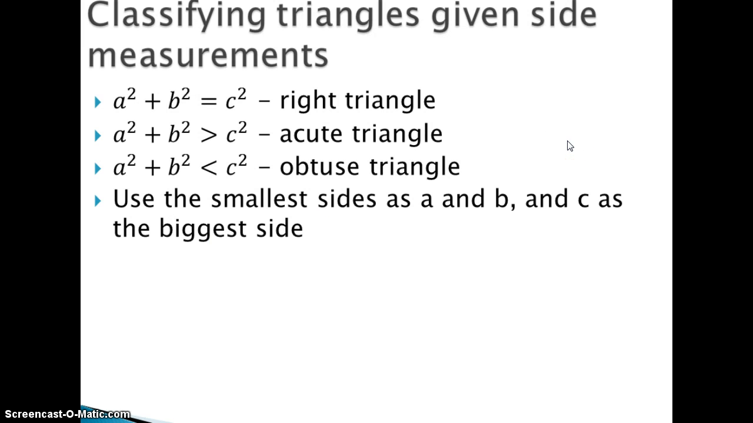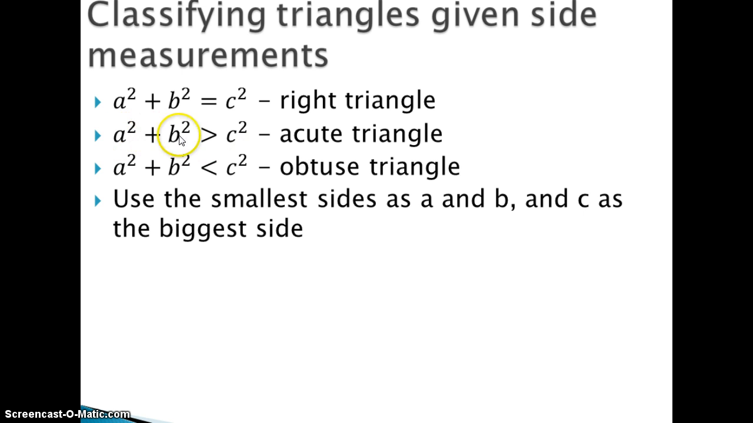Our second goal is to figure out if the triangles are right, acute, or obtuse just based on knowing the sides. So if a squared plus b squared is equal to c squared, then we have a right triangle, and that's just using the Pythagorean theorem. If a squared plus b squared is greater than c squared, we have an acute triangle. And it seems kind of counterintuitive. You would think that if these guys are bigger than the third side, then we would have an obtuse triangle. It's greater than. Well, we really want to start thinking about that third side and how it compares.